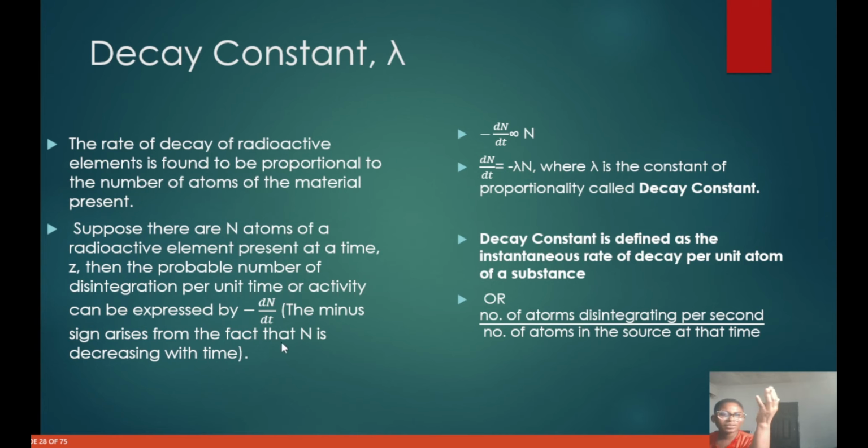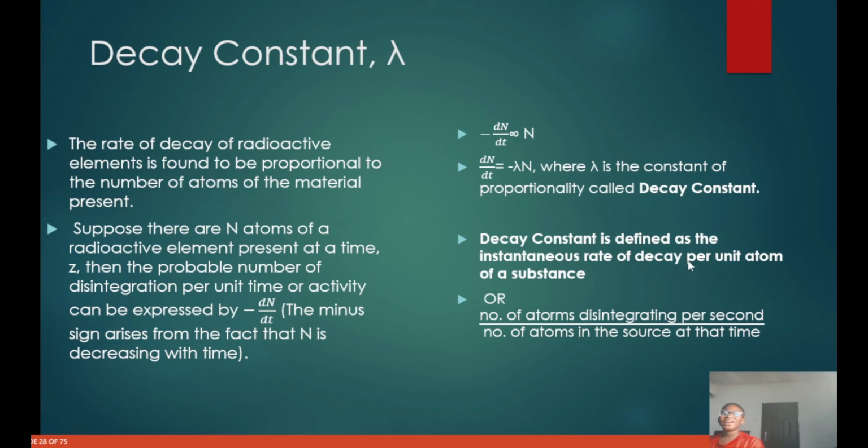The minus just signifies that this thing is decreasing. When you have a proportionality sign, then when we change it, we're going to have a constant. And this is a constant called the decay constant, where lambda is the decay constant of the proportionality.